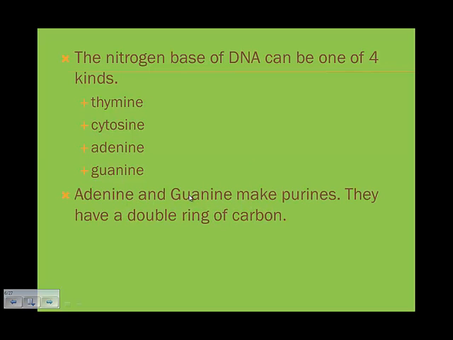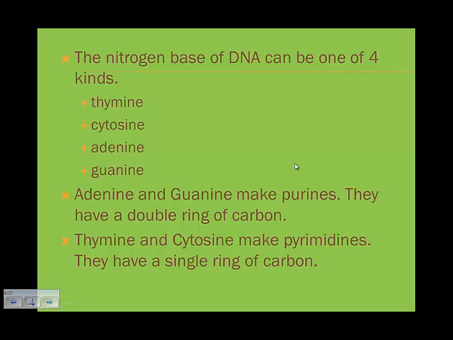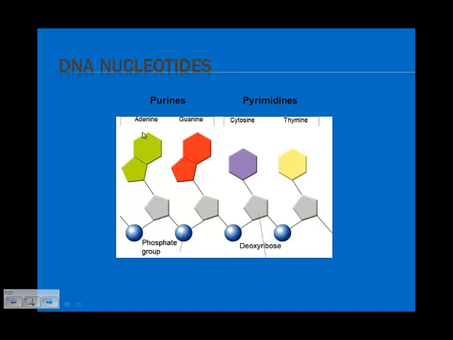Now the adenine and guanine make up what's called the purines, and they have a double ring of carbon. In the model that we'll work on, you'll see the purines are larger, a larger part of the rung of the ladder, than the pyrimidines are. So adenine and guanine are purines, and then thymine and cytosine are the pyrimidines, and they have a single ring. So adenine and guanine have a double ring. Let's take a look at those.